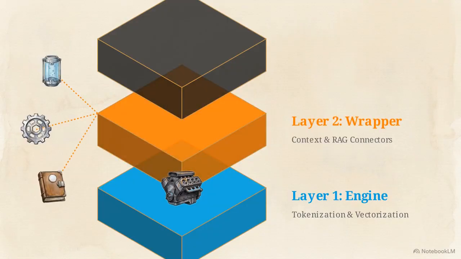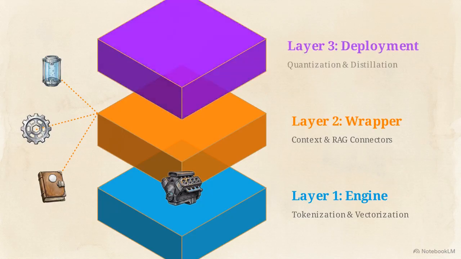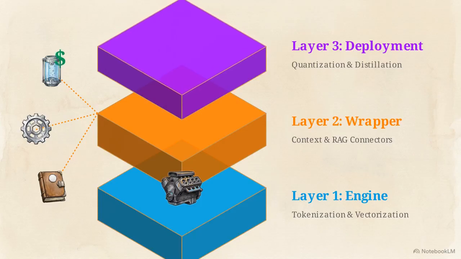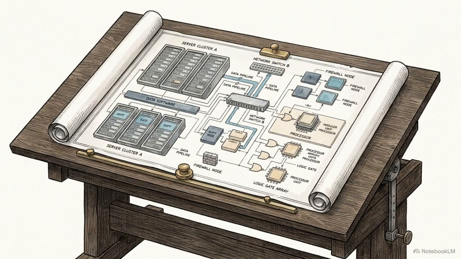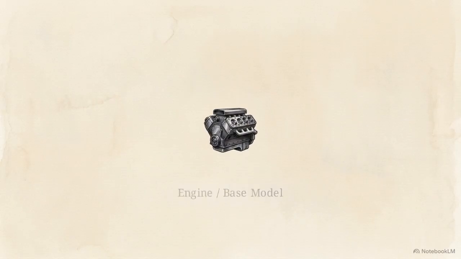Layer 2 is the wrapper. This is the context engineering layer, where the system connects to external APIs, rules, and memory databases. Layer 3 is deployment, where engineers optimize the physical limits of compute and memory to actually run the system economically. Mastering AI engineering requires treating the technology as a modular software architecture blueprint. We start the system blueprint here, at the foundational base model.